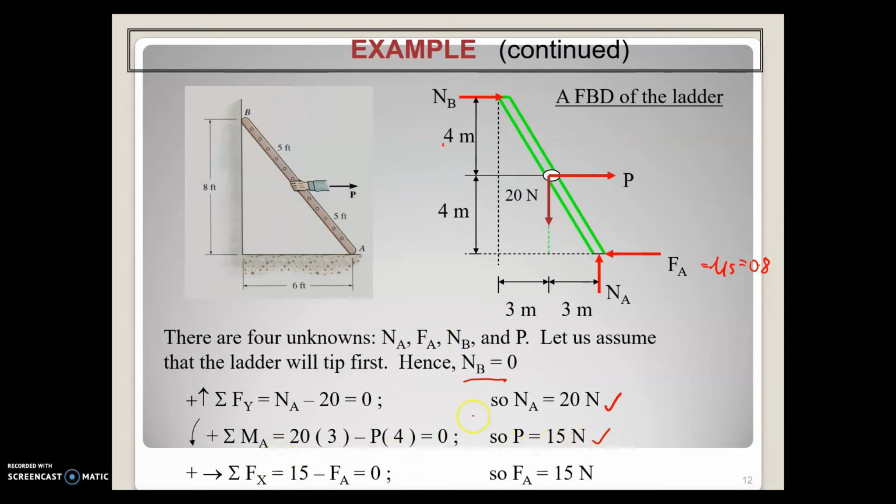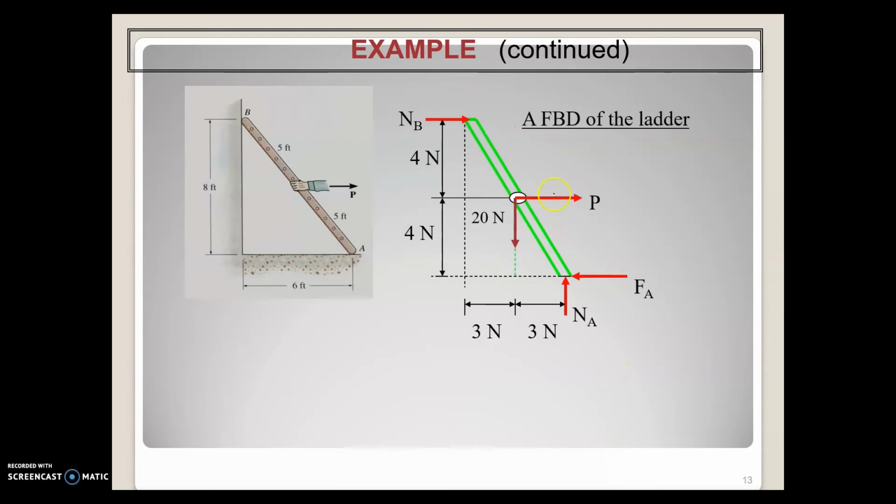Alright, summation of Fx equal to 0. Sekarang kita nak dapatkan FA pula. NA dah dapat, P dah dapat, FA. So, summation of Fx equal to 0. Kita ada, apa tadi? P 15 kan? Positif 15 tolak dengan FA. FA negatif sebab dia ke kiri. So kita dapat FA is equal to 15 Newton. Alright.